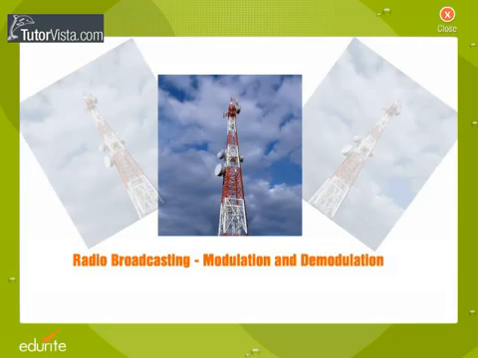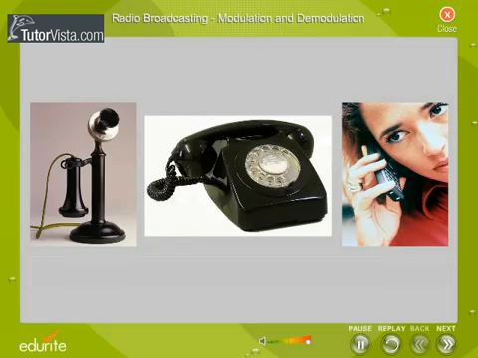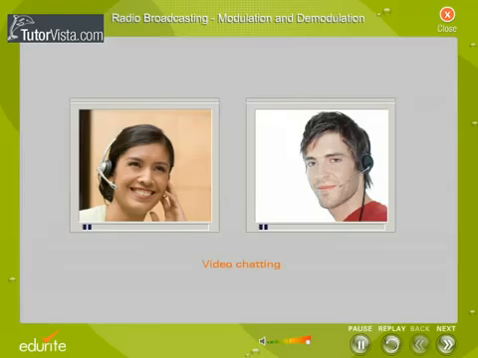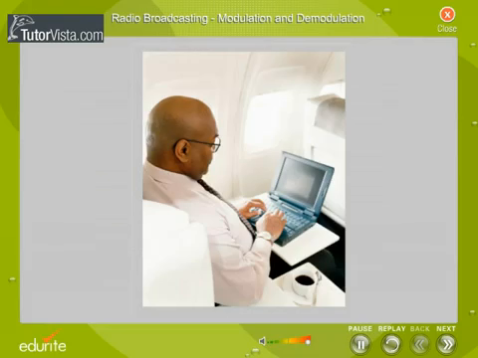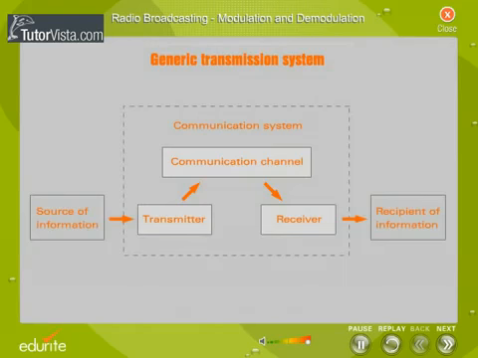Radio broadcasting, modulation and demodulation. The developments in the field of communication have revolutionized our lives. We live in an era where the quest is on for faster and faster modes of communication. Let us first understand the basic components of a communication system.